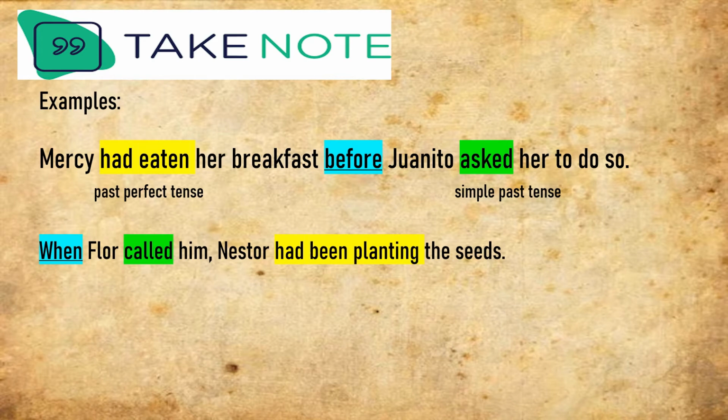Another example: when Flor called him, Nestor had been planting the seeds. The time expression is when, therefore the verb after it is in simple past tense, which is called, and then it's followed by the verb in past perfect continuous, which is had been planting. It is in continuous form because of the verb that ends in ing, which is planting.